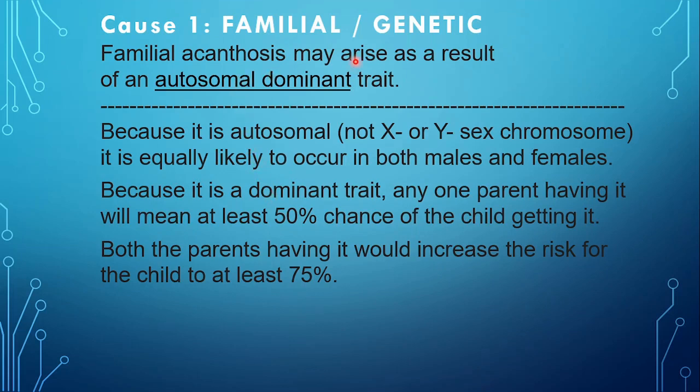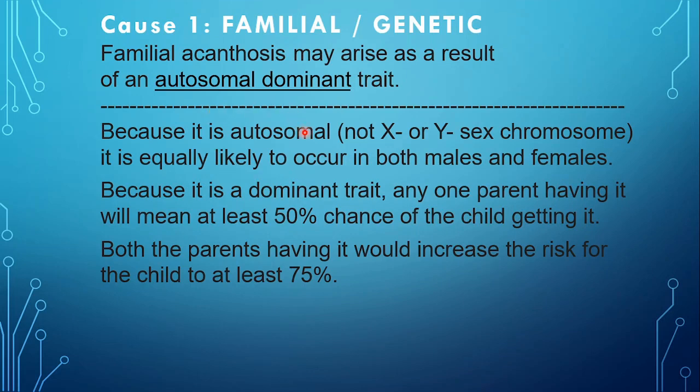First cause, familial or genetic. Familial or genetic acanthosis may arise as a result of an autosomal dominant trait. Autosomal means that of the 23 pairs of chromosomes we have, 22 pairs are autosomes and the other pair, X and Y, are called sex chromosomes. So autosomes are the same in all, but the sex chromosomes will differ in male and female.